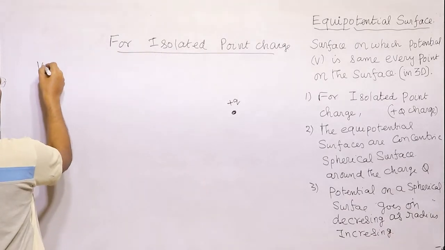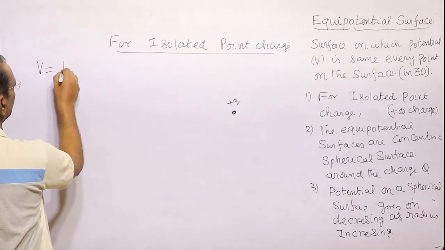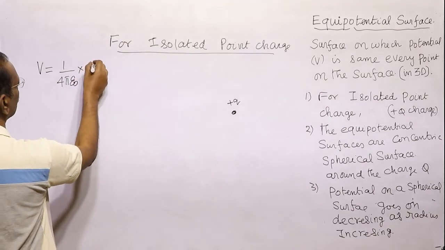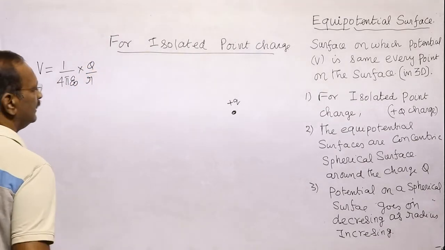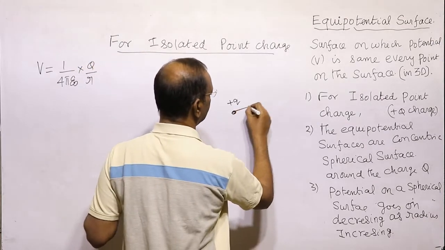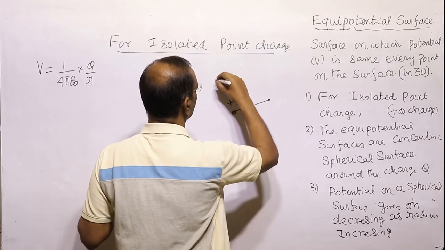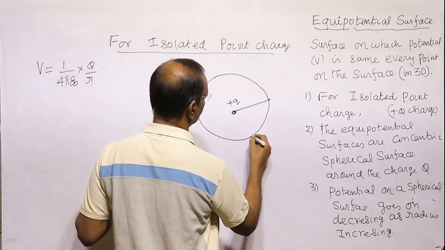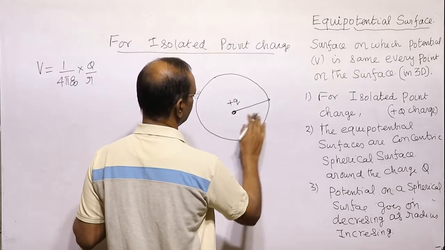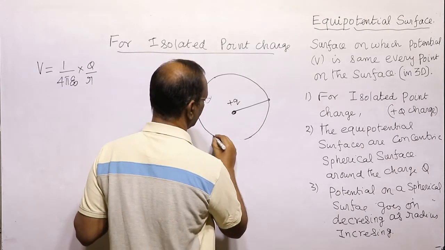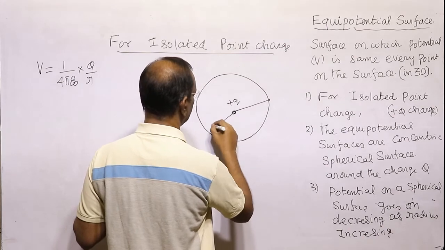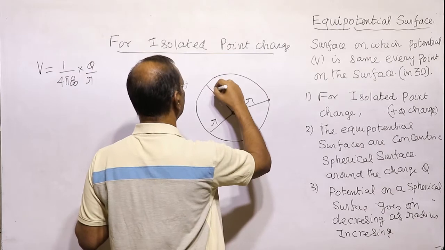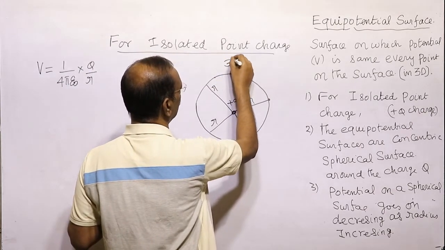The potential for an isolated point charge is equal to 1 by 4 pi epsilon naught into charge divided by the distance. Suppose you take a distance r, it will form a spherical shell. It is at a distance of r in 3 dimensions.